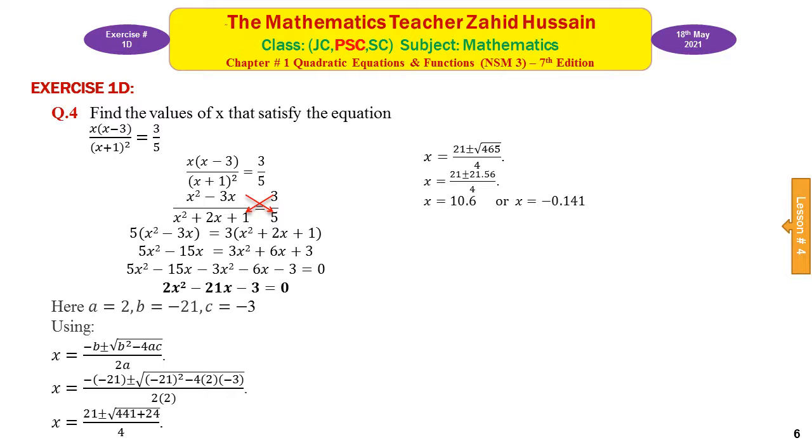So I hope this method of solving a quadratic equation, which has numeric or algebraic expressions in the denominator, and there is one fraction on each side of the sign of equality, is clear. By using the method of cross multiplication, we will reduce the equation into a quadratic equation in standard form, and then we will solve this equation by using factorization or by using the quadratic formula. Hope this method is clear to you.